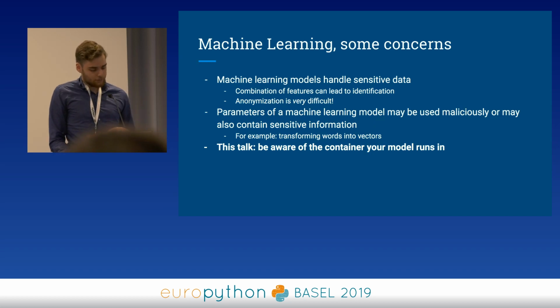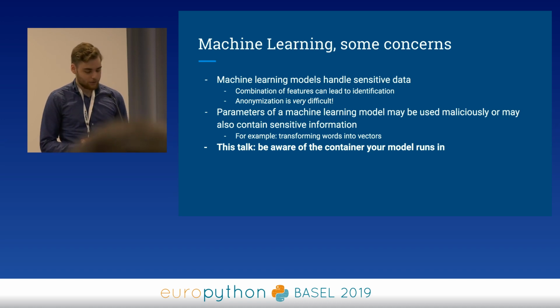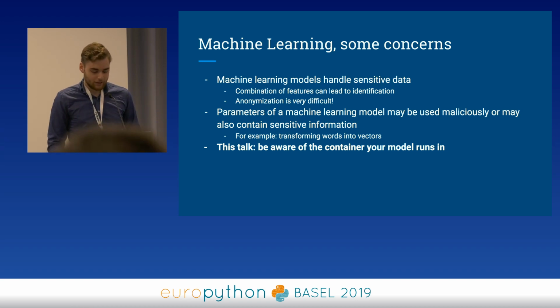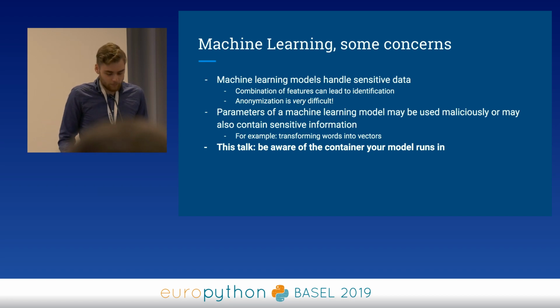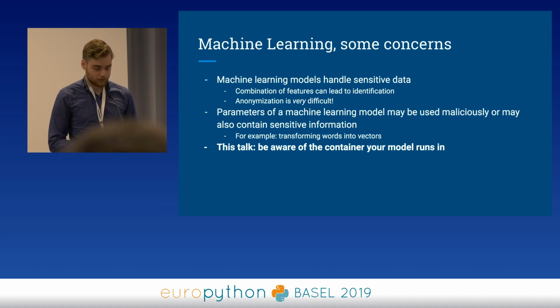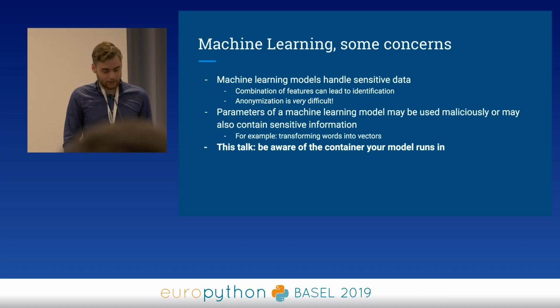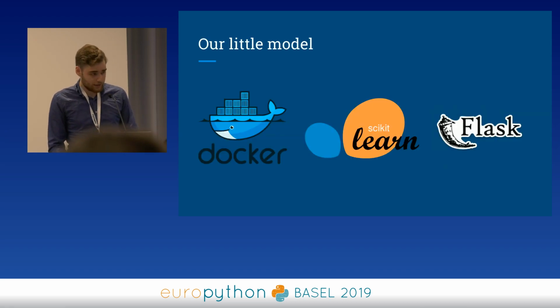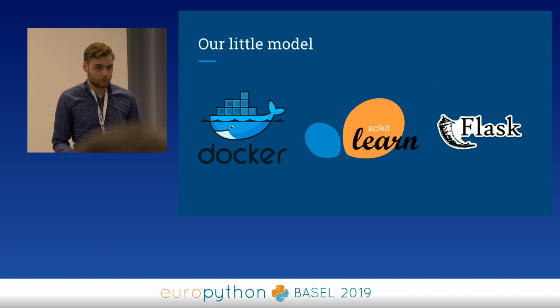And as much as we try to make data anonymous, this is extremely difficult. On top of that, a machine learning model itself can contain sensitive information. Think of parameters. Think of some word2vec model that has a dictionary mapping maybe a name to some feature, which is not quite desirable. So what I really want to talk about today is how we can make sure that at least the environment in which we run these models is a bit more secure, instead of just taking a random Docker image. For our little model, I'll be using Scikit, Flask, and then of course Docker to take you on a journey in which we have a simple model and slowly build this model further, eventually landing in a distroless Docker solution.